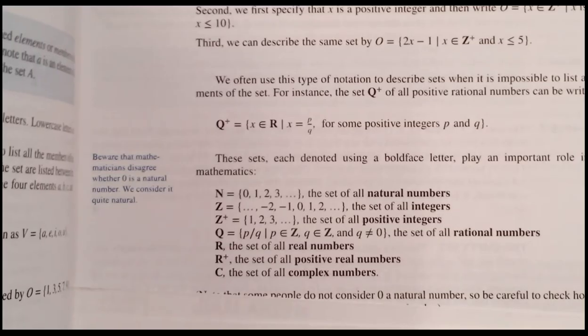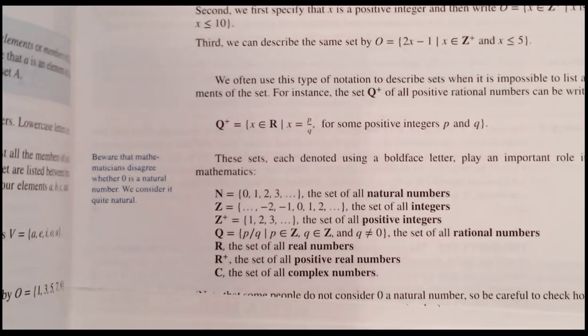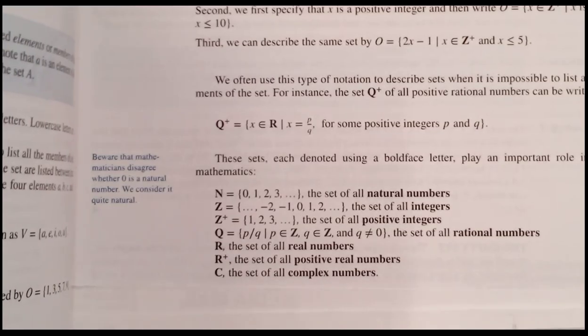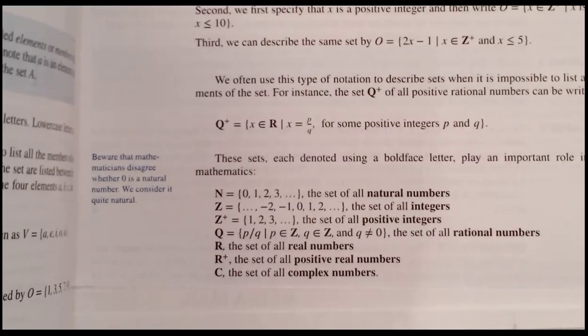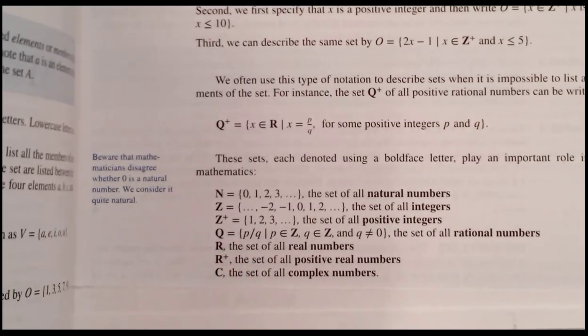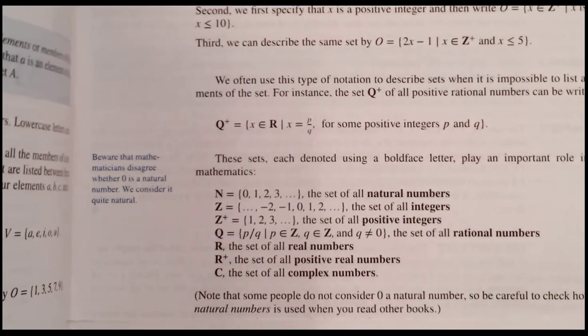There are places where we want to exclude 0. If I want to exclude 0, I'm going to put a little star up there. Then there's the set of complex numbers. Complex numbers, that's like the square root of -2 with the i on it. So a complex number is a plus bi, where a and b are reals.